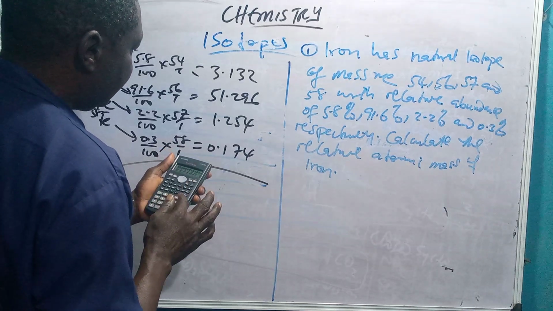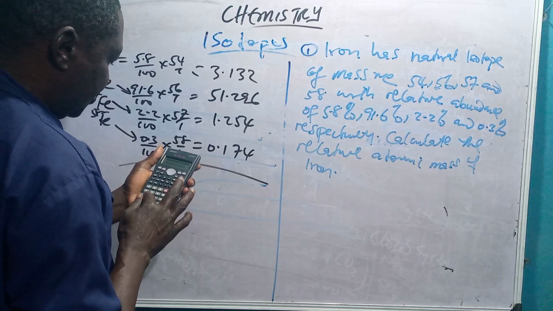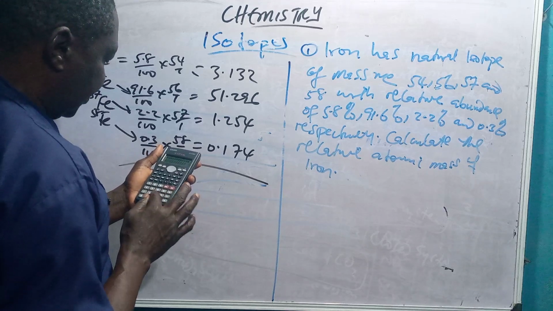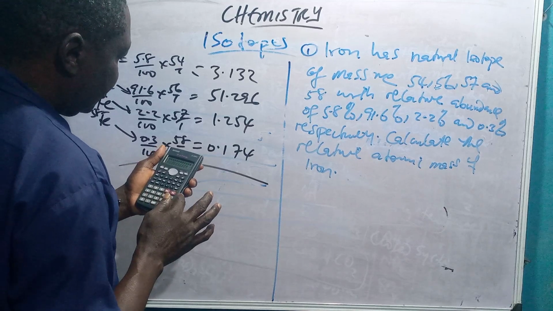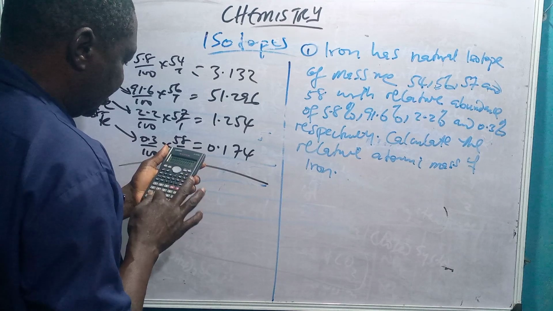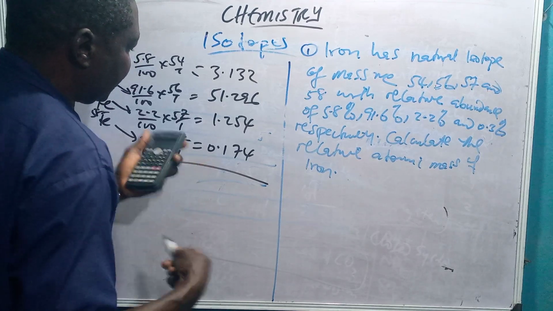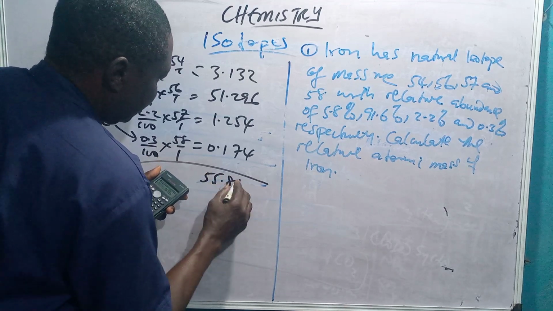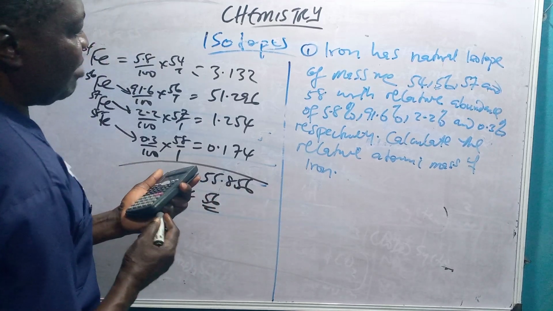Then sum everything together: 0.174 plus 1.254 plus 51.296 plus 3.132 gives you 55.856, approximately 56. So that's the relative atomic mass of iron.